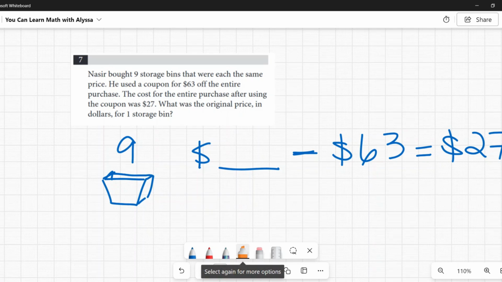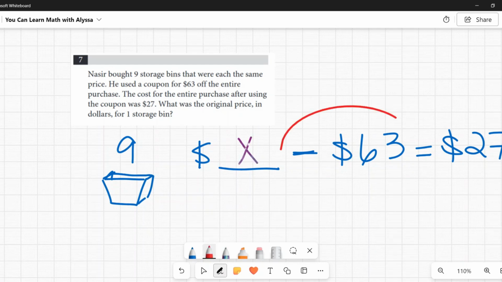So how can I find out what his original price was? I need to treat this like it's an x, and I need to undo what's been done. $63 was subtracted, which gave me $27, and I'm going to remove those dollar signs now so it's just nice and clean.